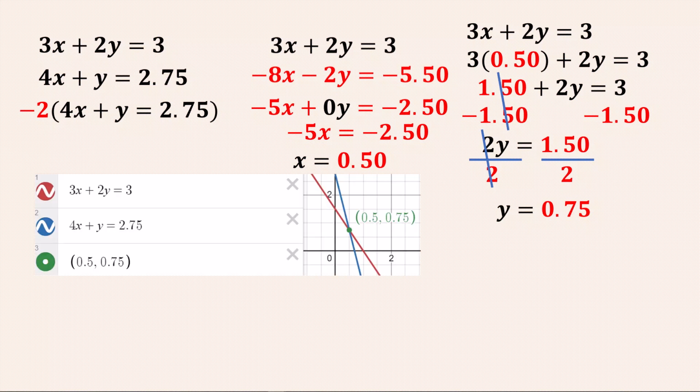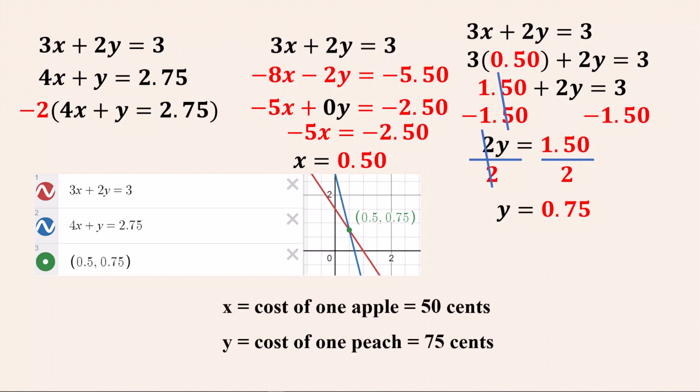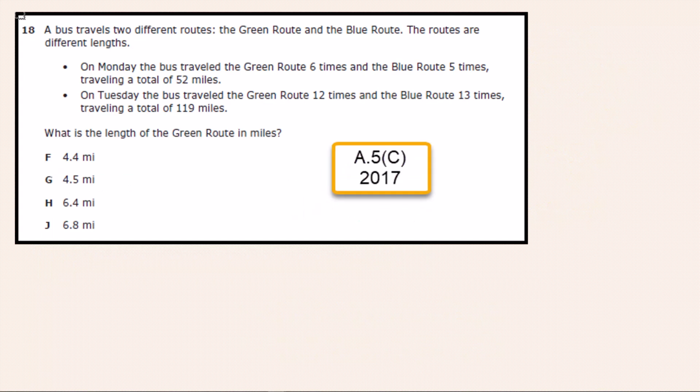Graphing these two equations in Desmos confirms this solution, 0.5 for x, 0.75 for y, and applying these values to the original variable definitions expresses the cost of each fruit, 50 cents for an apple and 75 cents for a peach. Problem solved.